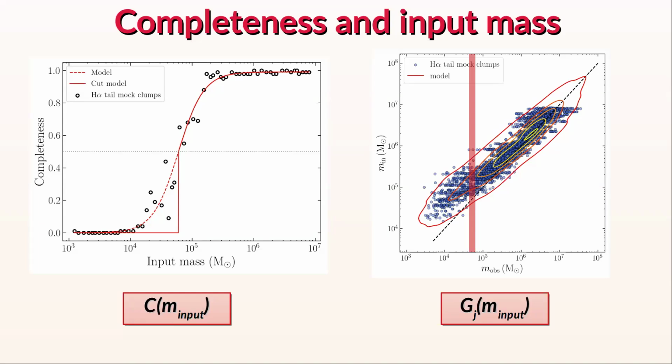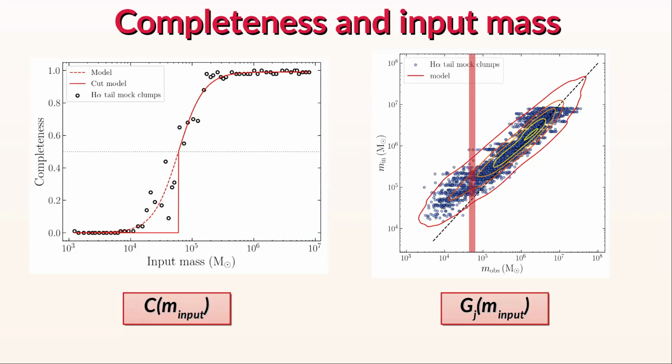Here you have, for all the mock clumps that were re-observed, on the x-axis the results by Bagpipes, so the observed mass, and on the y-axis the input mass that I gave to the clump. You can see this is the one-to-one relation. At high masses there is good agreement, while at low masses there is a small discrepancy in which the observed mass is systematically smaller. But essentially, that's why we wanted to do that.